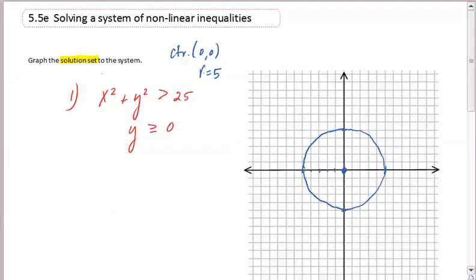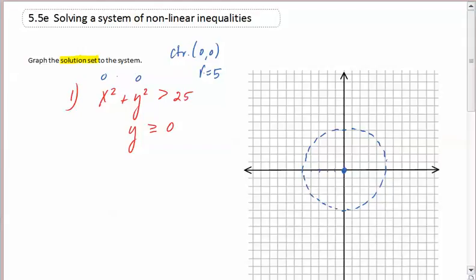If I put in the point 0, 0, 0 squared plus 0 squared is definitely not greater than 25. And oops, good night, nurse. What I just noticed, my bad. I just noticed it's supposed to be dashed. Forgive me. So here we go. Dashed, because it's greater than, not greater than or equal to. So there's my boundary.